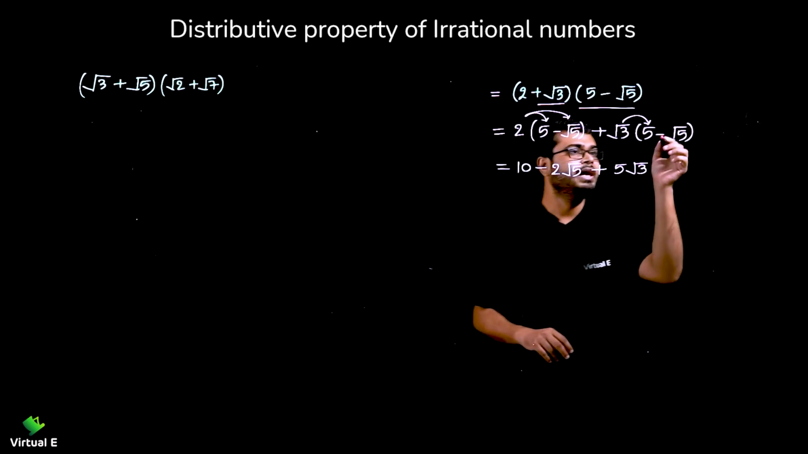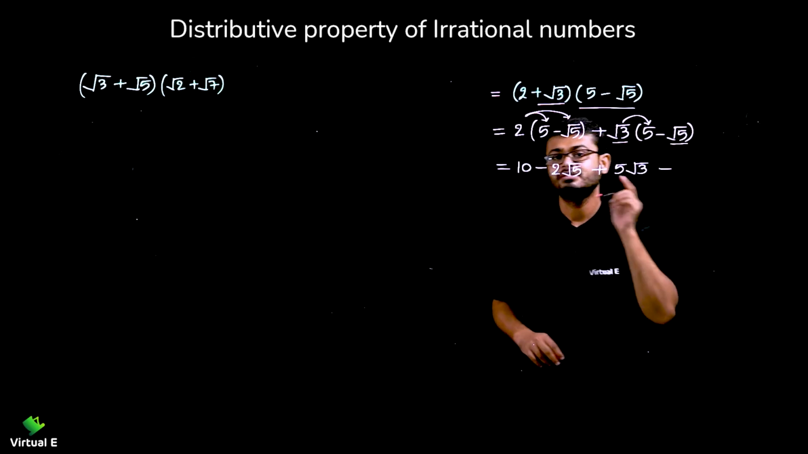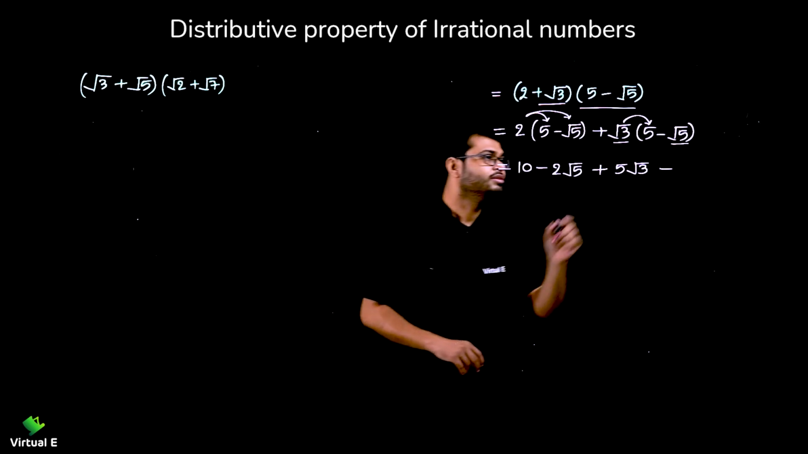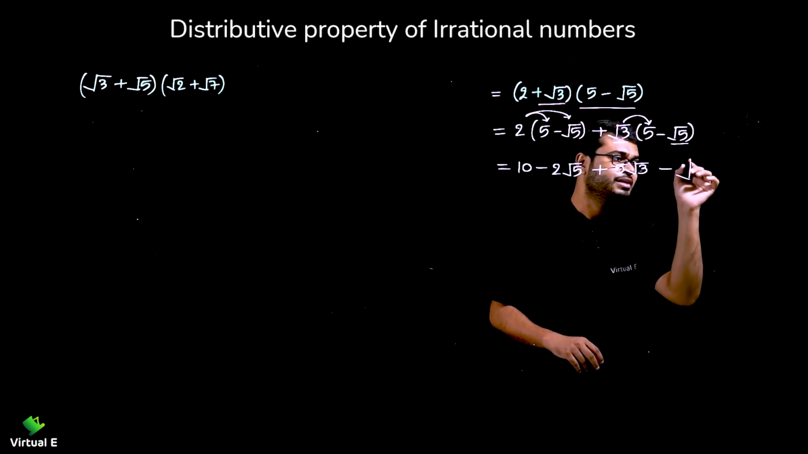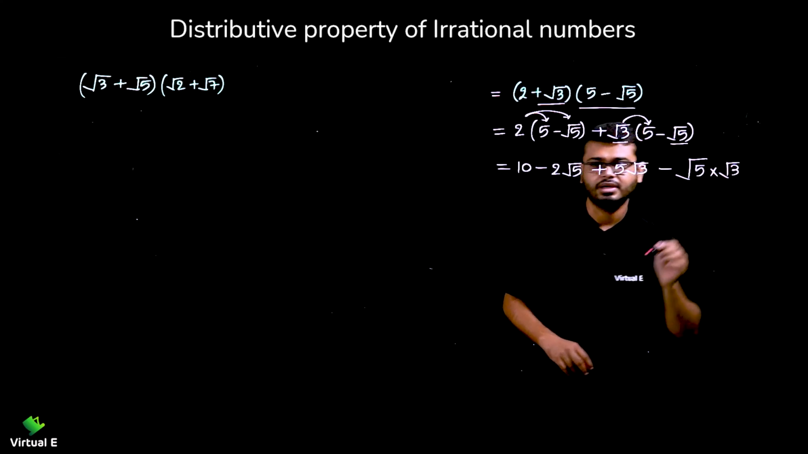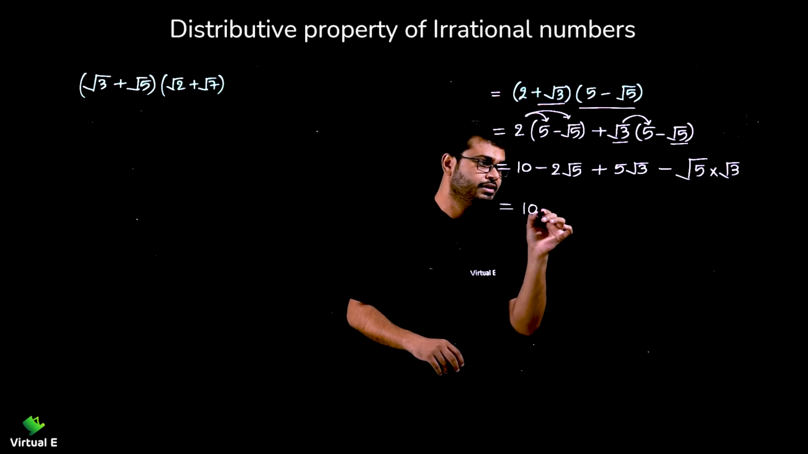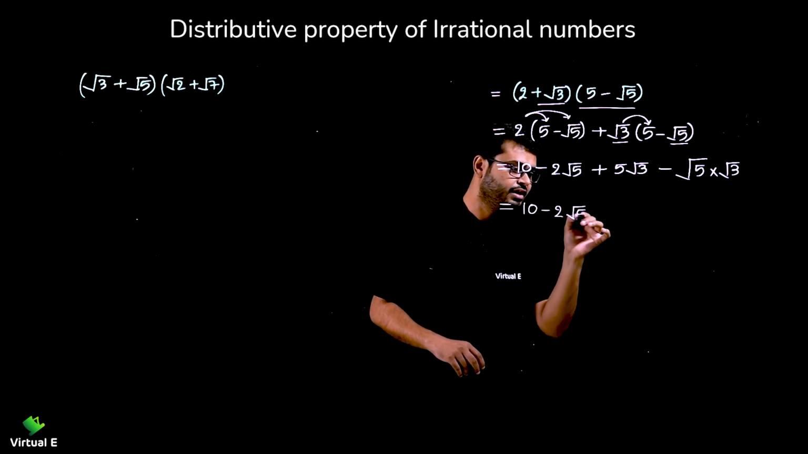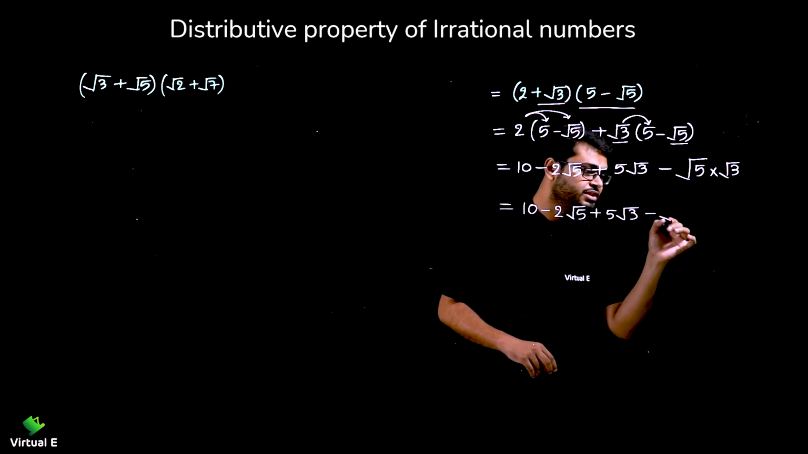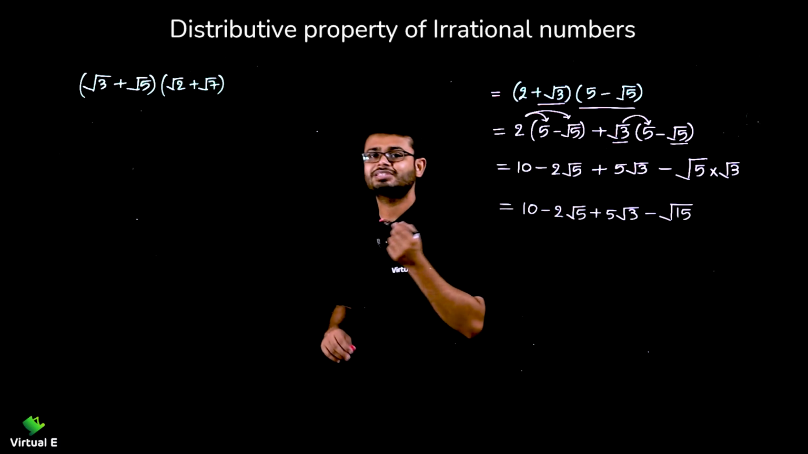Done. And next minus. Now see, in this case you have both numbers under the square root, so we can multiply in this case. Remember, square root of, let me write it like this for the purpose of understanding, here root 3. Done. So here 10 minus 2 root 5 plus 5 root 3 minus square root of 15. Done. So this is the answer.